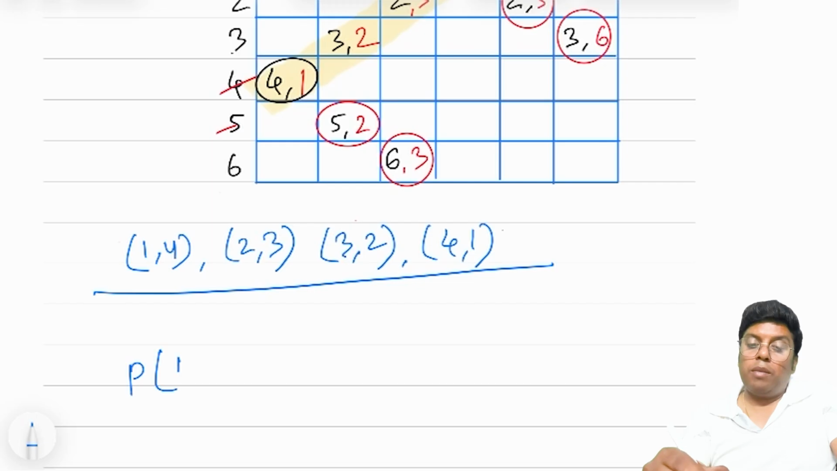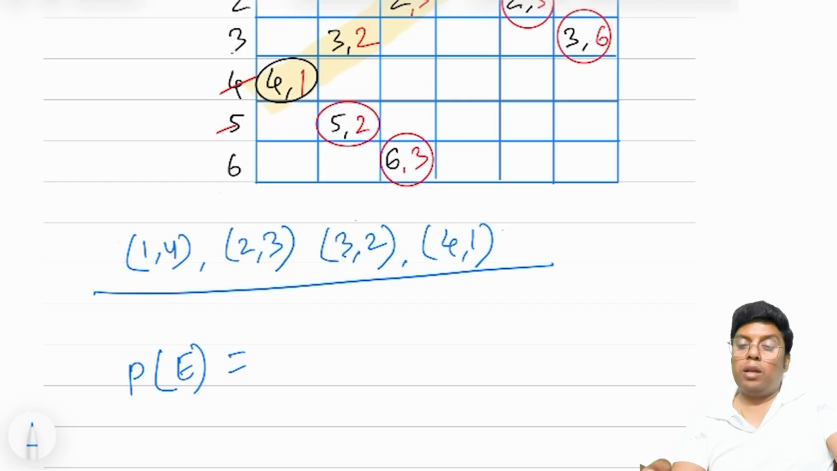So the probability of the required event will be number of favorable outcomes divided by total outcomes. So 4 is the favorable outcome and 36 will be the total number of possible outcomes. So the answer will be 1/9.